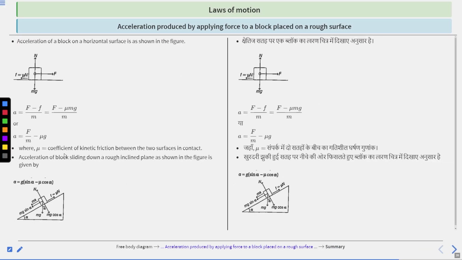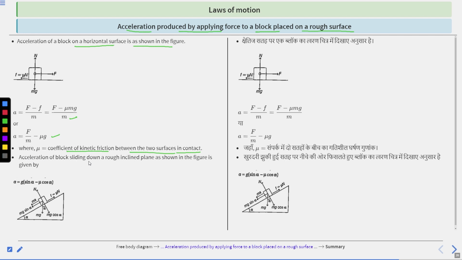Next is acceleration produced by applying force to a block placed on a rough surface. Acceleration of a block on a horizontal surface, as shown in the figure. Here the force acts in this direction and friction opposite, weight downward and normal this way. So these are the resolved forces. A equals F minus f divided by M, which is F minus mu mg divided by M. So a equals F divided by M minus mu g, where mu is the coefficient of kinetic friction between the two surfaces in contact.